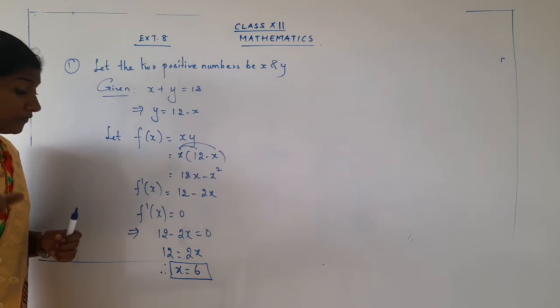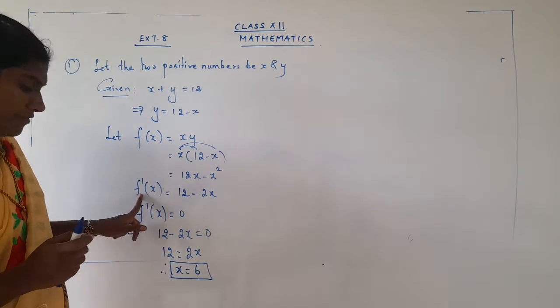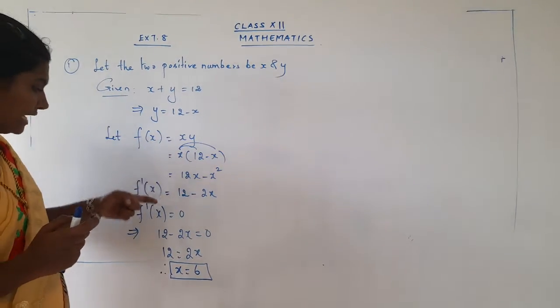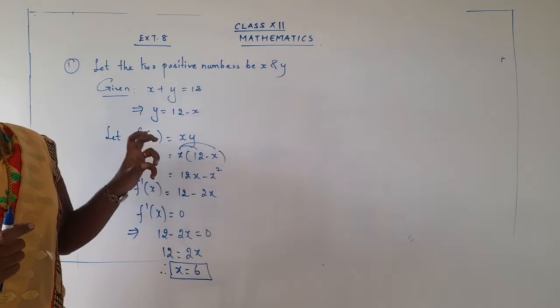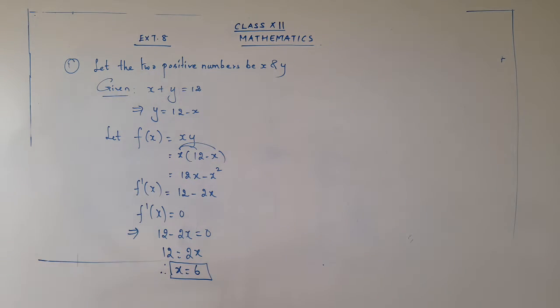Now what is the next step? We have to find out f double dash x. How to take f double dash x? Now we have f dash x, you have to differentiate this again. If you differentiate f dash x again, you will get the answer for f double dash x. Come on, complete till here. Try out f double dash x. Come on, find out the second derivative test.